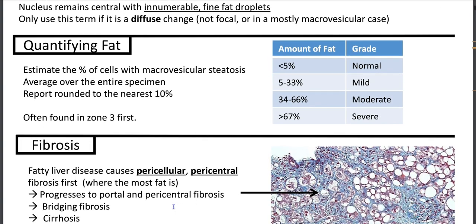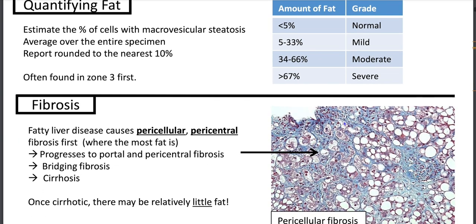Now, quantifying fat is helpful to us and to clinicians to estimate the extent of your steatosis. So you want to average over the entire specimen and report rounded to the nearest 10%. And they're often found in zone 3 first, where the central vein is. So less than 5%, grade normal, 5 to 33%, mild, 34 to 66%, moderate, and greater than 67% severe.